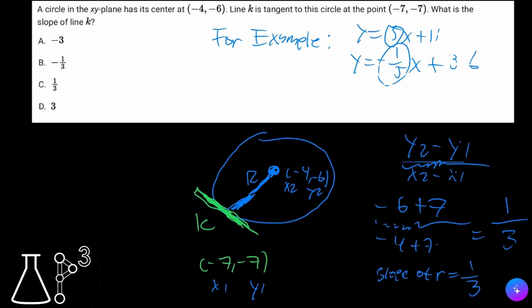And let's look at the example that I wrote. We saw that for two slopes to be perpendicular, which is what we're going to use for this question, they're reciprocal, so they're opposites. And if we look at our slope of the radius, it equals 1/3. Therefore, because it's positive, our slope of K needs to be negative, and it needs to be the opposite fraction of 1/3. Therefore, the slope of K equals -3, making my answer A.